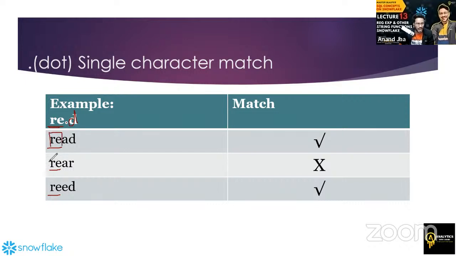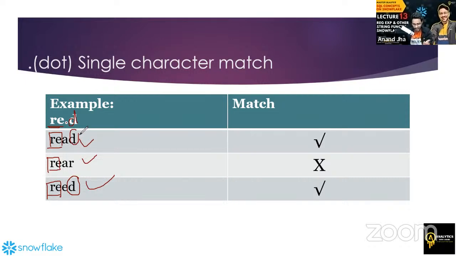So this is my fixed part. RE should be fixed, everything is RE fixed. Then dot, which means single character. After the dot, I need D. D can be immediately after that, or at the end also. After that, I need only a single character D. In between, any one character can be there.